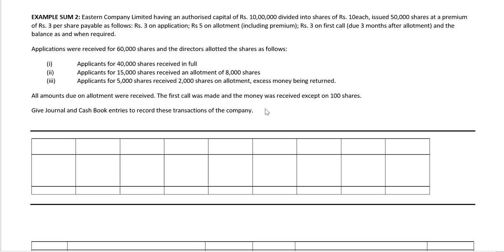So we find that the second call has not yet been made. The company has made call only up to the first call, and the first call money was received except for money on 100 shares. So we'll begin by doing the first working note. Working note 1. We'll write the breakup at the side.